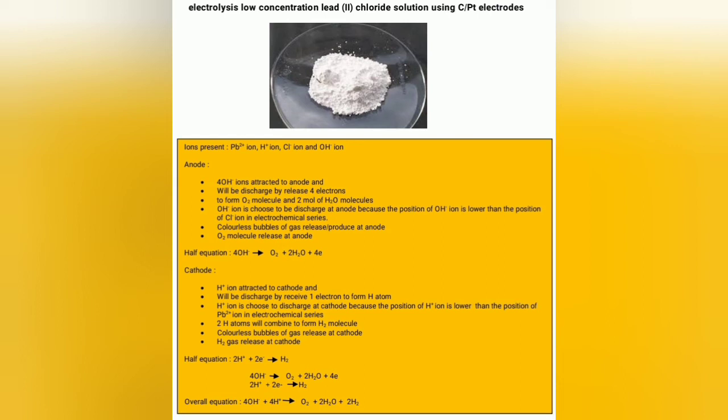Oxidation occurs at the anode. Hydroxide ion undergoes oxidation by releasing its electron to form oxygen molecule and water. Hydroxide ion acts as a reducing agent. Reduction occurs at the cathode. Hydrogen ion undergoes reduction by receiving electron to form hydrogen molecule. Hydrogen ion acts as an oxidizing agent.